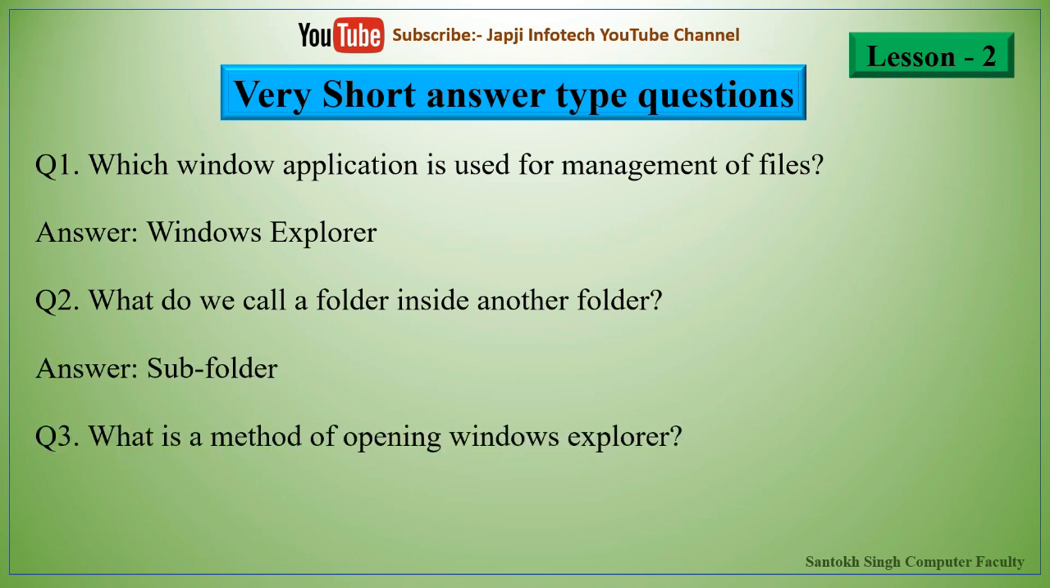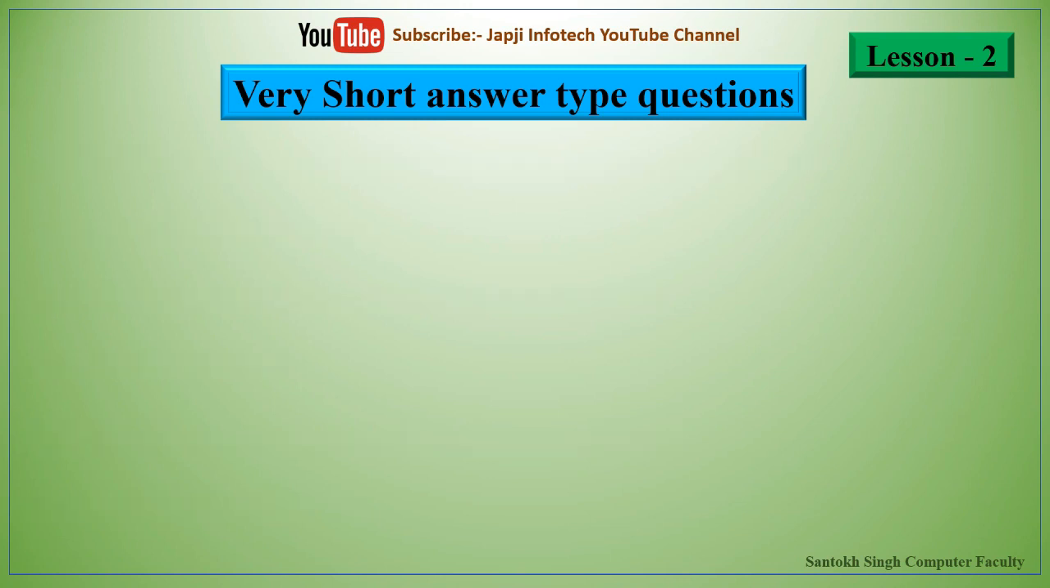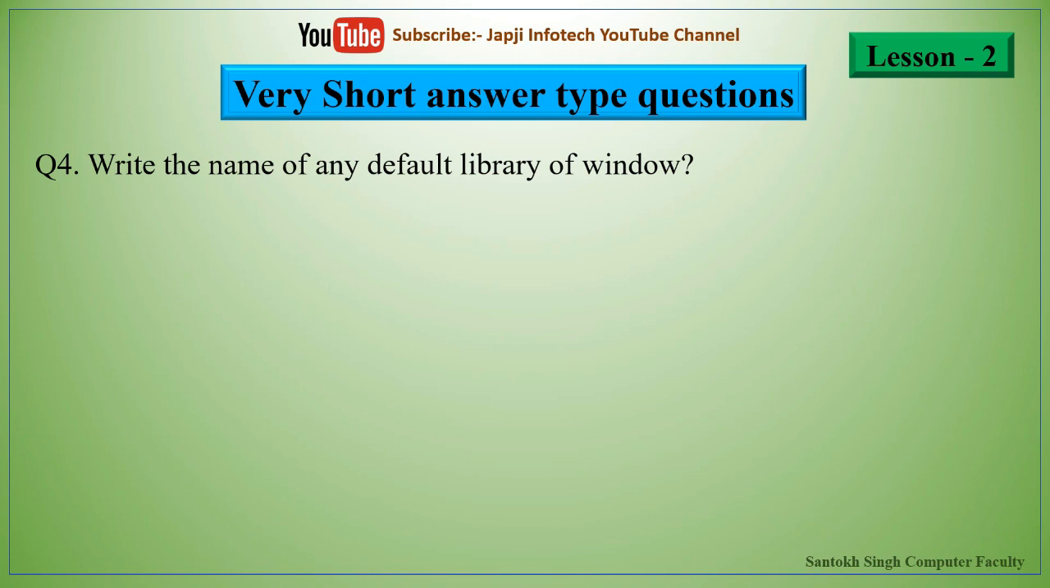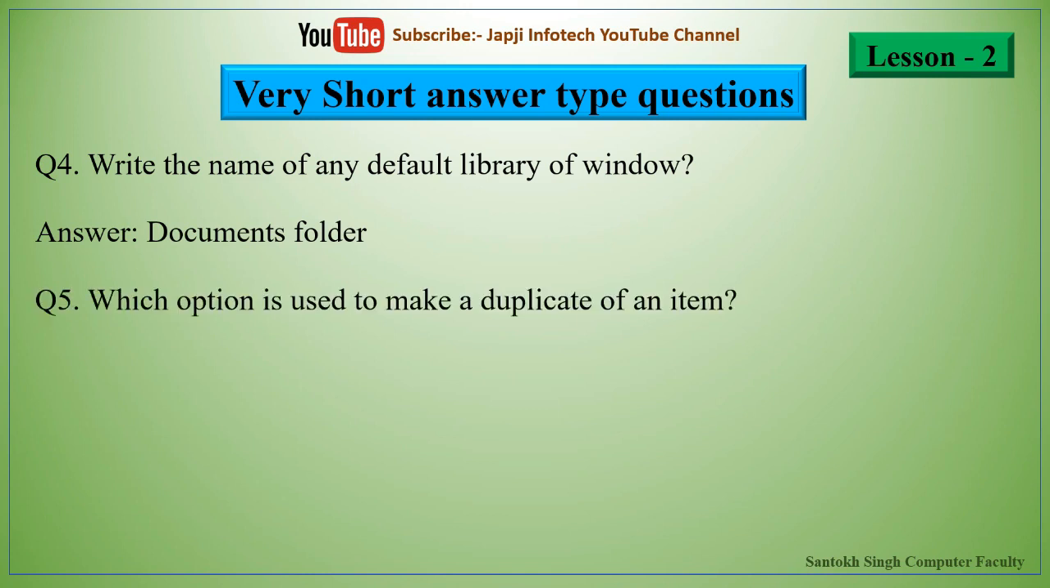Third one is: what is a method of opening Window Explorer? So the right answer is Window key plus E. So using this key, we can open Window Explorer. Our fourth question is: write the name of any default library of window. The right answer is documents folder. Fifth one is: which option is used to make a duplicate of an item? So the right answer is copy and paste option is used to make a duplicate of an item.